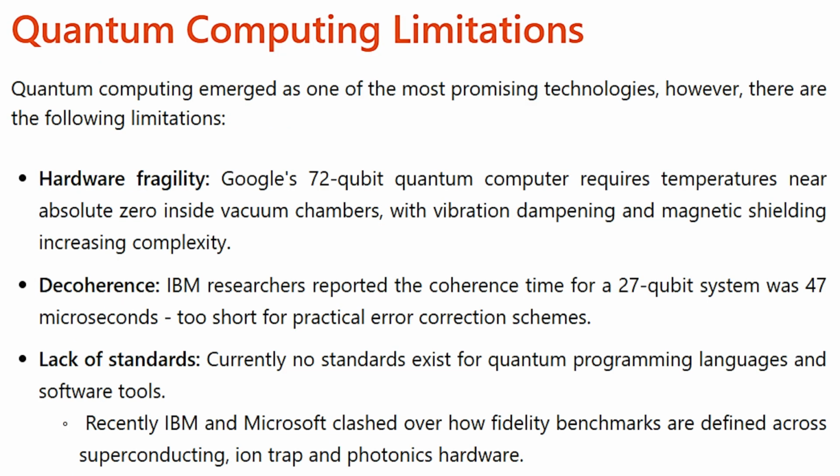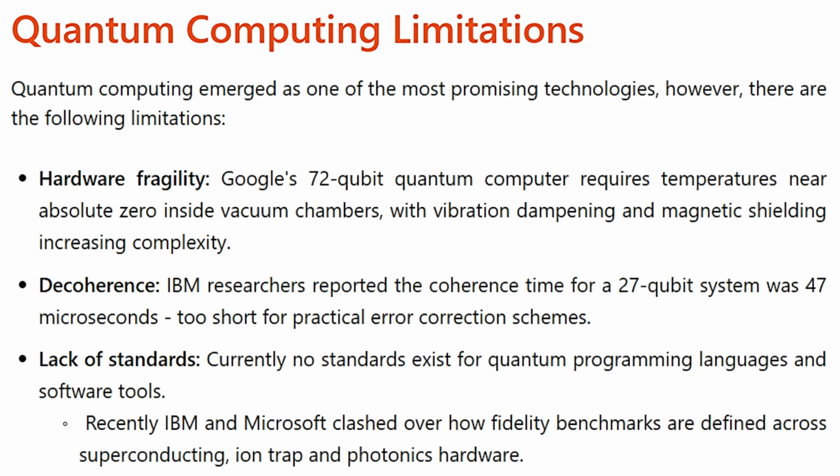Quantum computing limitations. Quantum computing emerged as one of the most promising technologies. However, there are the following limitations. Hardware fragility. Google's 72-qubit quantum computer requires temperatures near absolute zero inside vacuum chambers, with vibration dampening and magnetic shielding increasing complexity. Decoherence. IBM researchers reported the coherence time for a 27-qubit system was 47 microseconds, too short for practical error correction schemes.